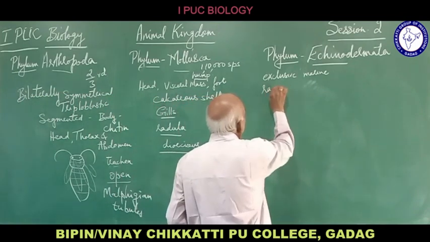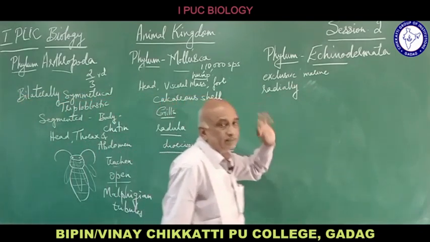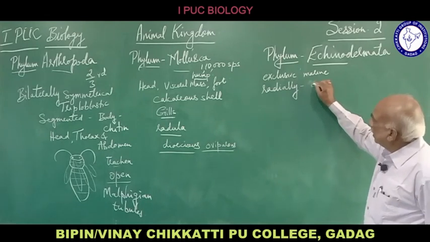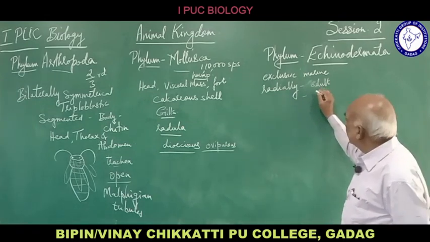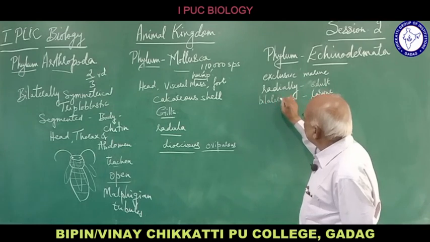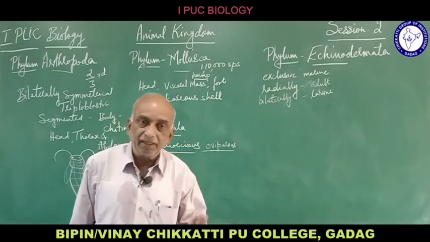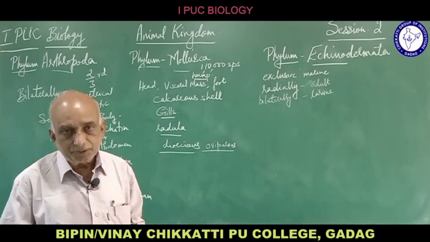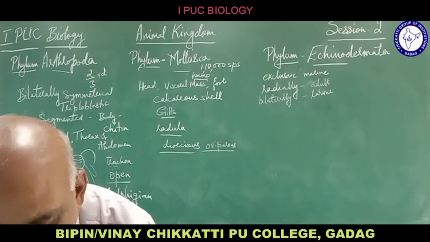Then they are radially symmetrical. So here now there is a change. Bilateral symmetrical, radially symmetrical. Now the adults are radially symmetrical. But when the animal is reproducing, when the young ones are produced, for example the larvae, these are bilaterally symmetrical. The larvae which are produced from the fertilized eggs are bilaterally symmetrical, but when the larvae develop into young ones, they become radially symmetrical. So the bilateral symmetry changes into radial symmetry. That is about the characteristic features of this.